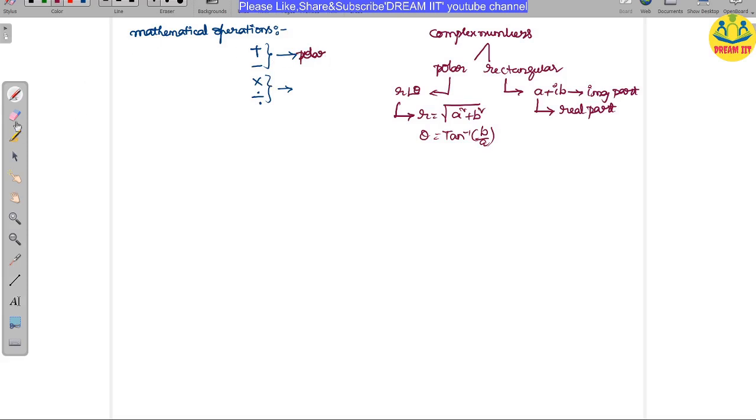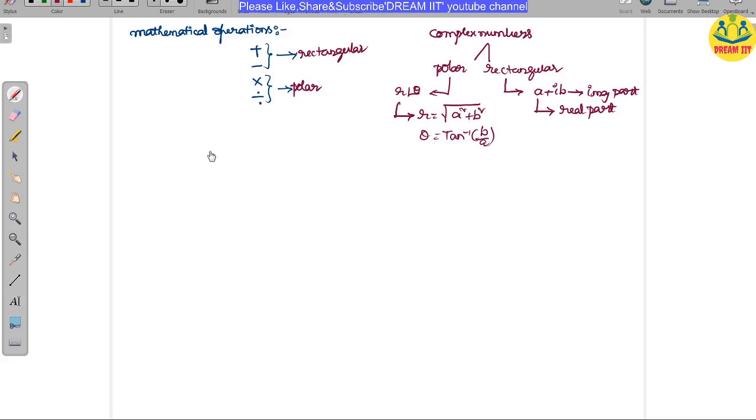It is better to go for rectangular form. So select the rectangular form, you can add very easily. That is the advantage of rectangular form. Whenever you have multiplication and division, you have to go for polar form. So let us take the polar form, because you can easily divide.